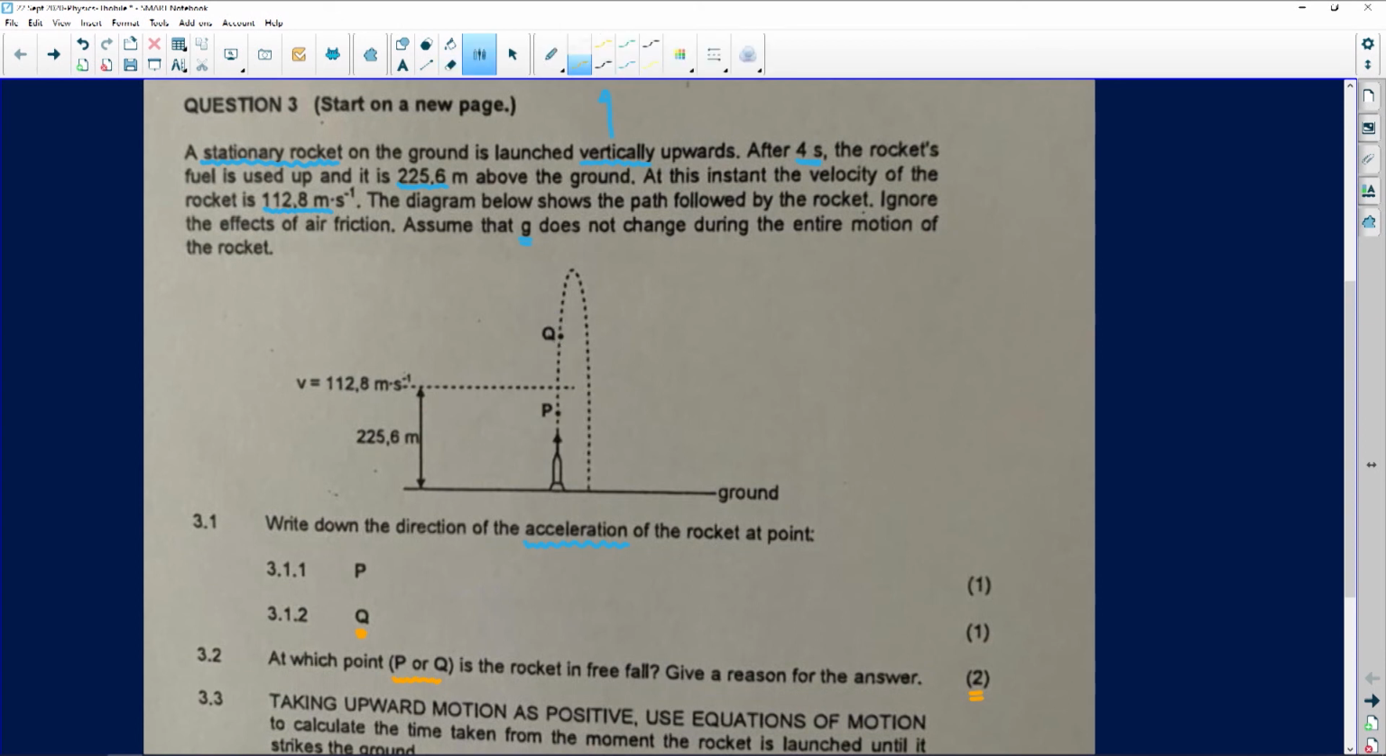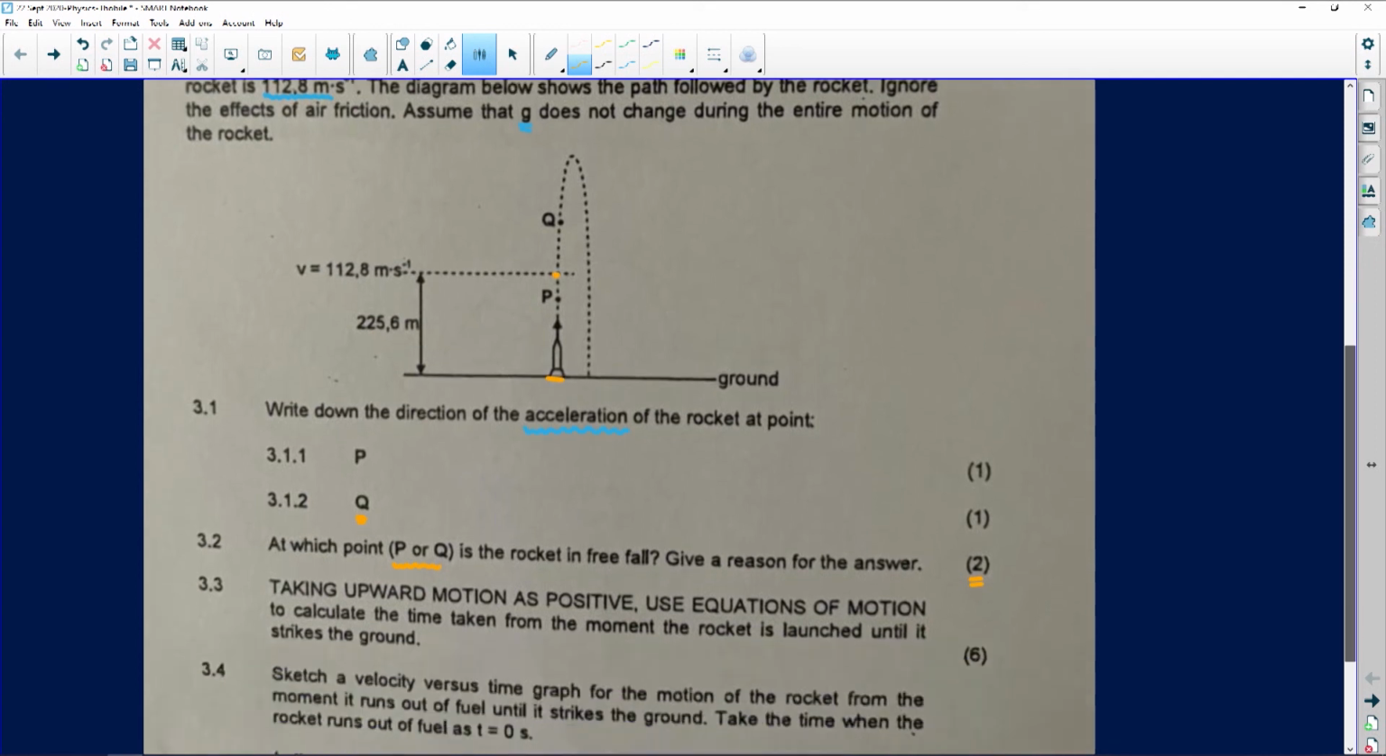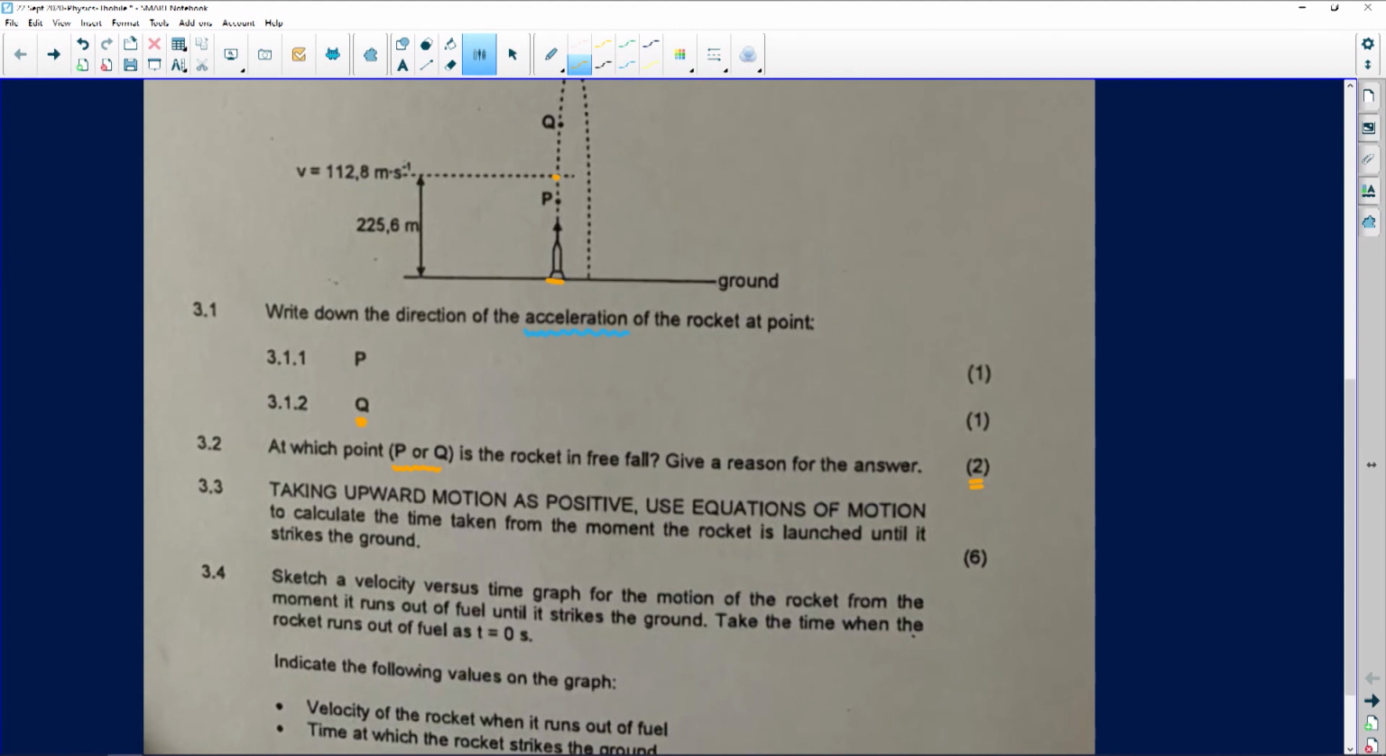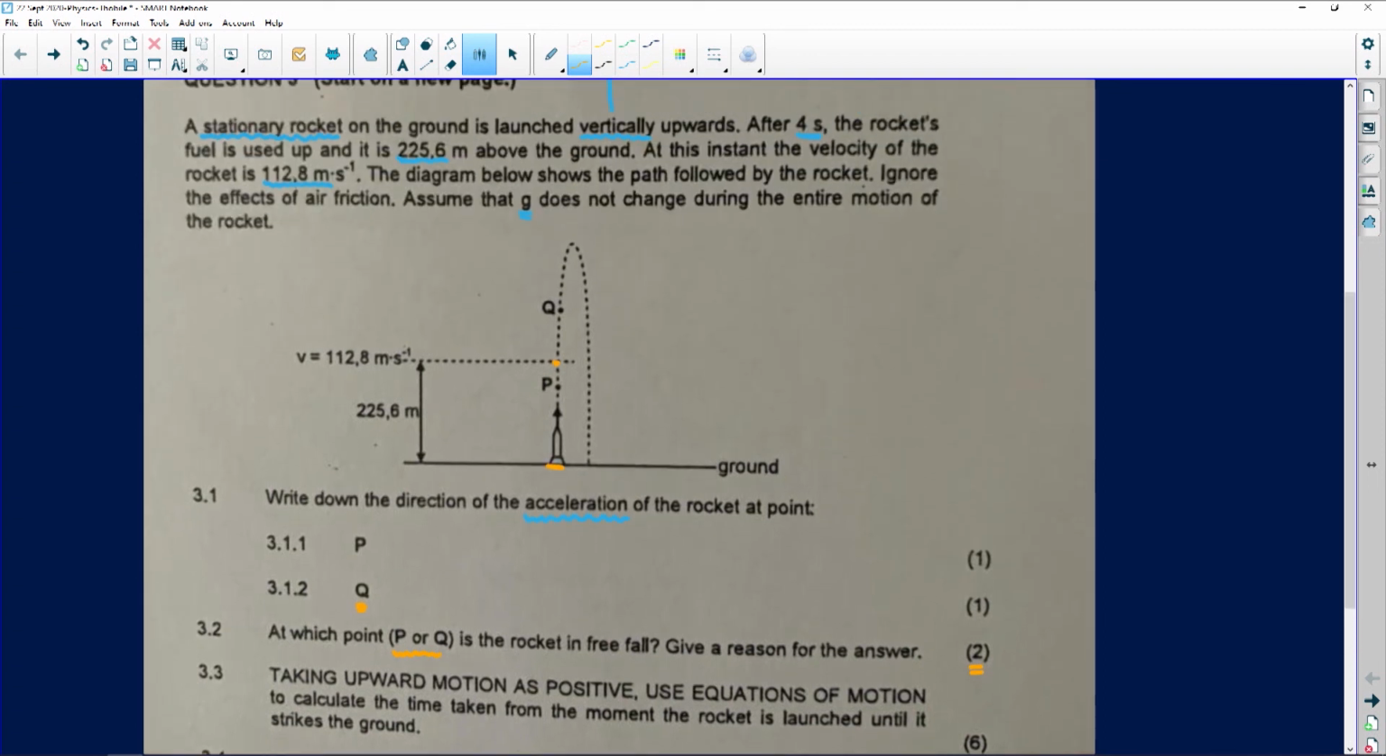So this is what they're asking us, and I'm going to show you how we can analyze it. The rocket started off from the ground, it went all the way up here, and the fuel ran out. Now they want to calculate the total time from the moment the rocket is launched until it reaches the ground. So the time when it goes up here to the time it actually reaches down here. What information do I have? I know that my initial velocity from the ground was 0. It had traveled a distance of 225.6 at a velocity of 112.8 before the fuel ran out.